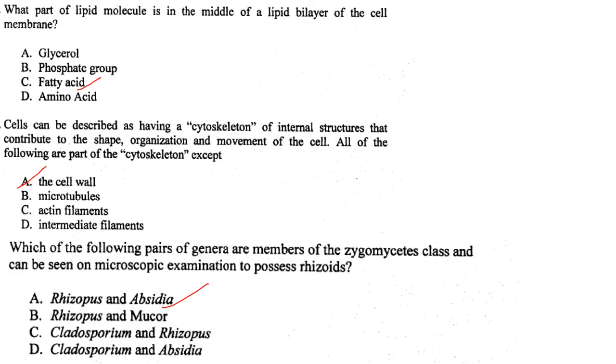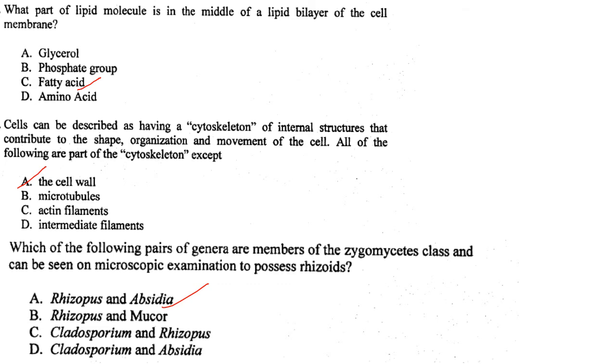Then what part of the lipid molecule is in the middle of the lipid bilayer of the cell membrane? So answer is option C, fatty acid. Cells can be described as having a cytoskeleton of internal structures that contribute to the shape, organization, and movement of the cell. All of the following are part of the cytoskeleton except the cell wall, which is not a part of the cytoskeleton, whereas microtubules, actin filaments, and intermediate filaments are all part of the cytoskeleton. So answer is option A.